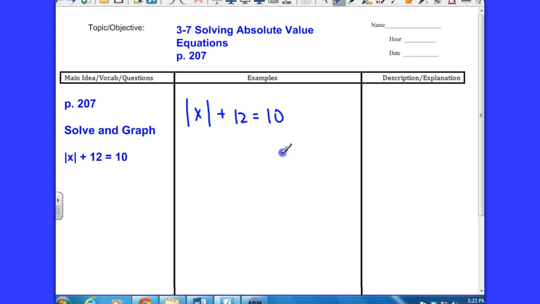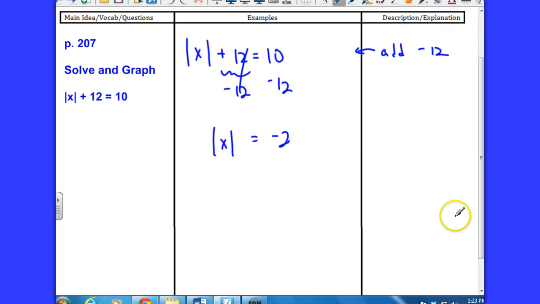Okay, let's get rid of it. Remember what we said in the first problem, is that we have to get rid of this plus 12, so I'm going to add negative 12. So to solve it, if you want to note here, you're going to say add minus 12. That cancels that out. 10 plus negative 12 is negative 2, and we come up with the absolute value of x is equal to negative 2. Alright, let's think about that.